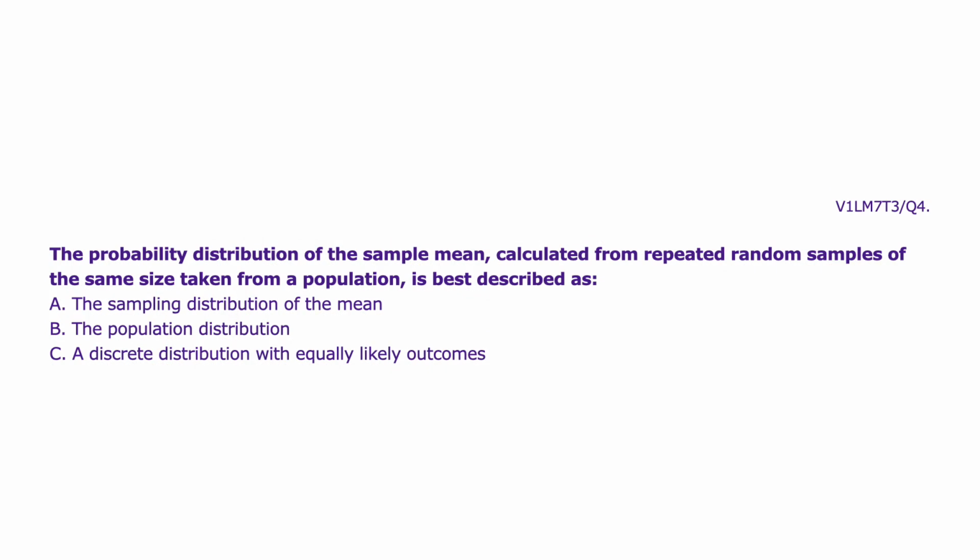The probability distribution of the sample mean, calculated from repeated random samples of the same size taken from a population, is best described as: A. the sampling distribution of the mean. B. The population distribution. C. A discrete distribution with equally likely outcomes.